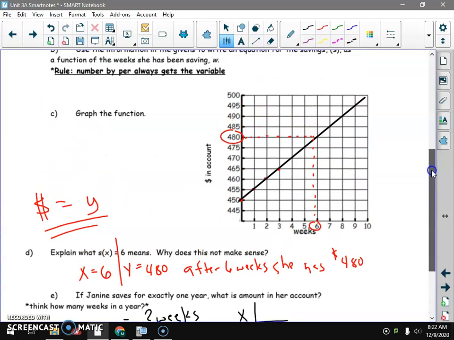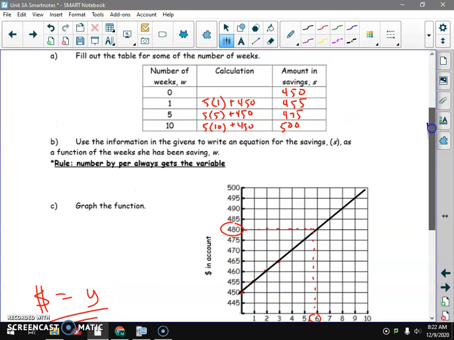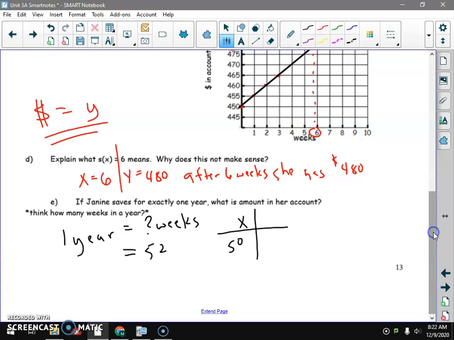We took the number of weeks, multiplied it by 5, and then added the 450. The number of weeks, sorry, I wrote 50 instead of 52. The number of weeks times 5 plus 450. And on my calculator, when I do that, let's pull up our calculator real quick.